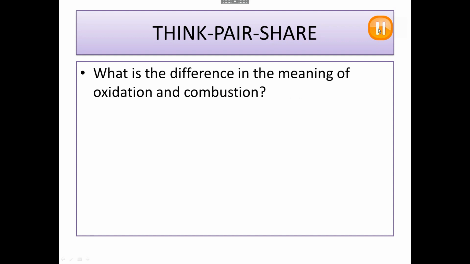Okay, here's a tricky question. What is the difference in the meaning of oxidation and combustion? Pause the video, think of an answer. If there's somebody in the room, try and discuss it with them. What do you think? What do they think? But if not, think to yourself, what is the difference in the meaning of these two keywords, oxidation and combustion? Pause it now.